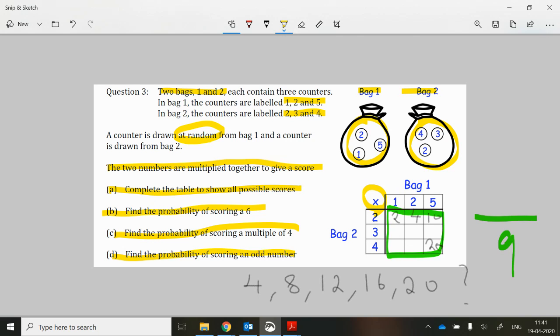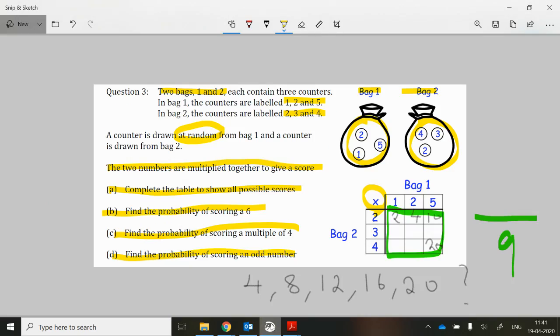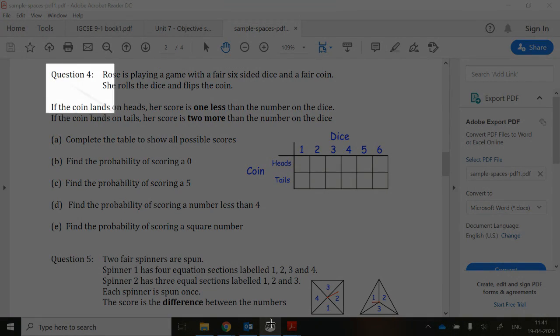Okay, next question. Let's click on to the next one, question 4. Okay, question 4. And here we go.